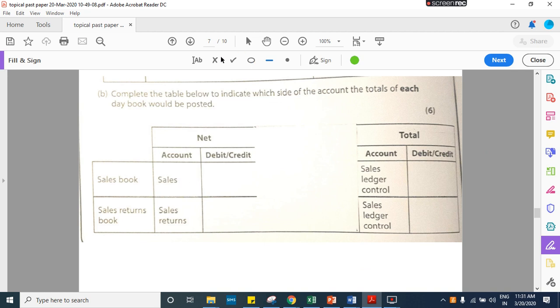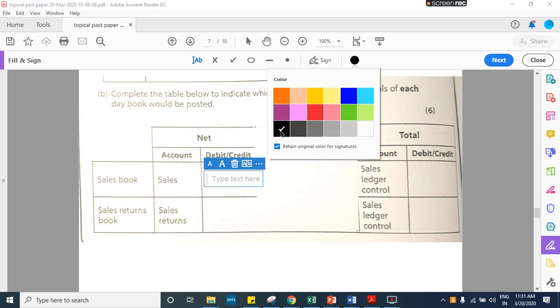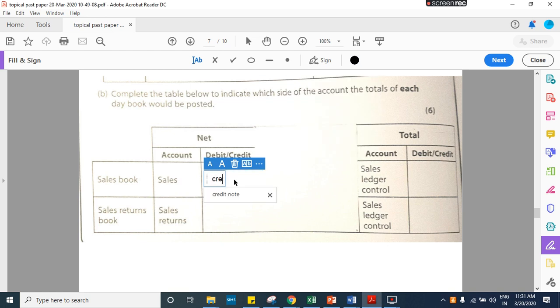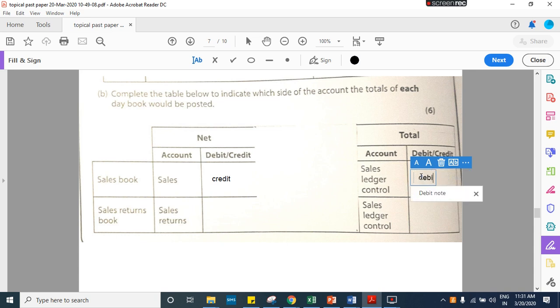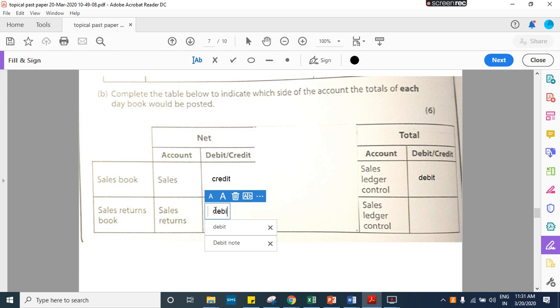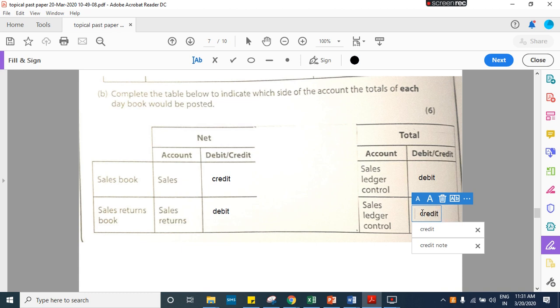Therefore, the first one, sales day book. So what do we do for the sales? As per the double entry, we credit sales. And sales ledger control account or total trade receivable, we debit. Sales returns, we debit it. And TR or sales ledger control account, we credit. I'd remove this portion because it included the VAT, so we are not considering that. So you get 4 marks for this.